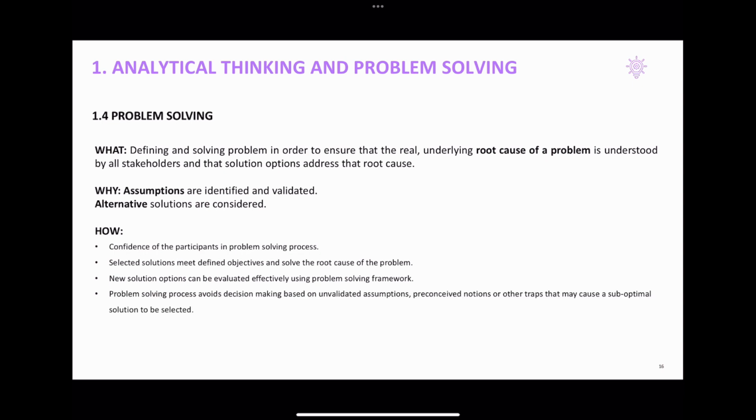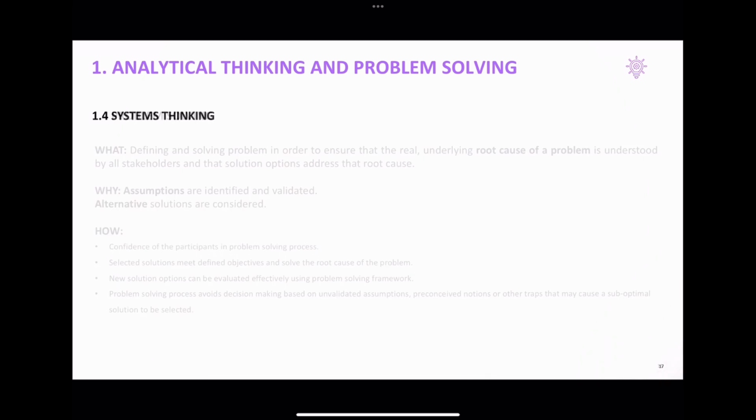Also look at any kind of unvalidated assumptions, any preconceived notions that could make your solution less compelling to your stakeholders. If you were able to do one or more of those, remember that you have great problem solving skills as well. But let's go back to Antarctica and see where Fred and our friends are at.